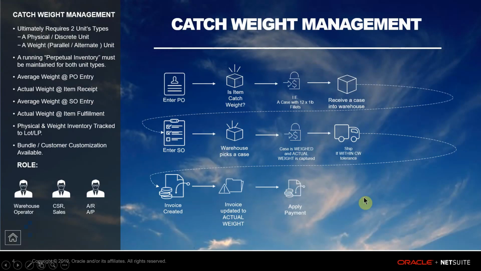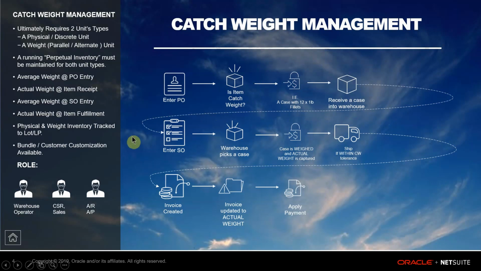When we talk about this within NetSuite and the functionality that's required, we go through that same example, and this is what we'll show through the demo today. We're going to go in, review a purchase order, note that an item, a salmon fillet, has the idea of catch weight turned on. With the nominal weight being at 12 pounds, we're going to go ahead and receive that case into the warehouse.